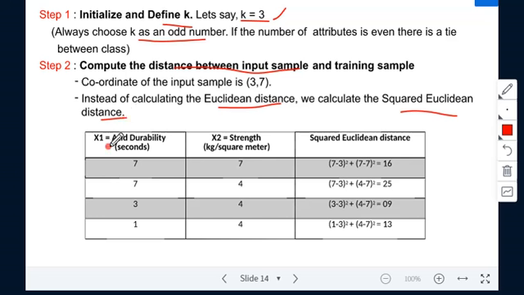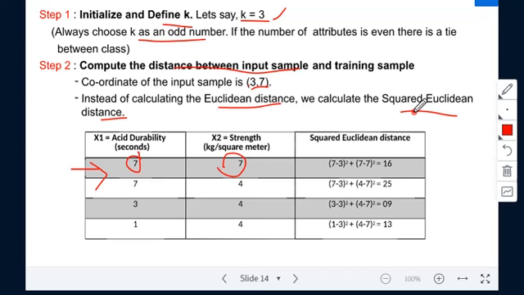Here we have x1 acid durability, and the test data is given. How do we find the distance between the training data point and the test data point? First we'll take the first instance. What is the training x1 value? 7. What is the x1 value in the test data? 3. So we have x1 minus x1 whole square, that is 7 minus 3, plus x2: 7 minus 7 whole square.